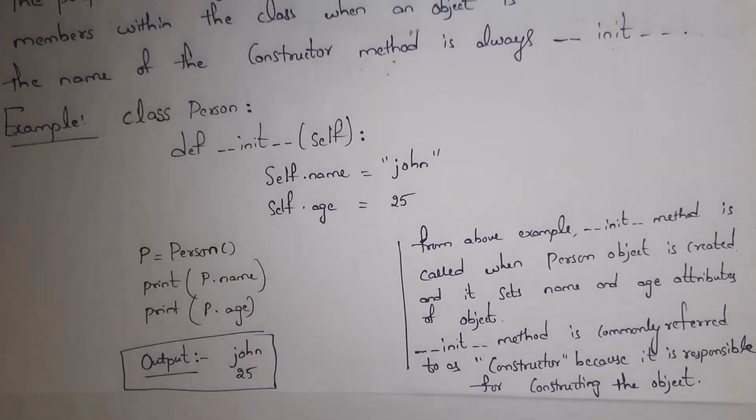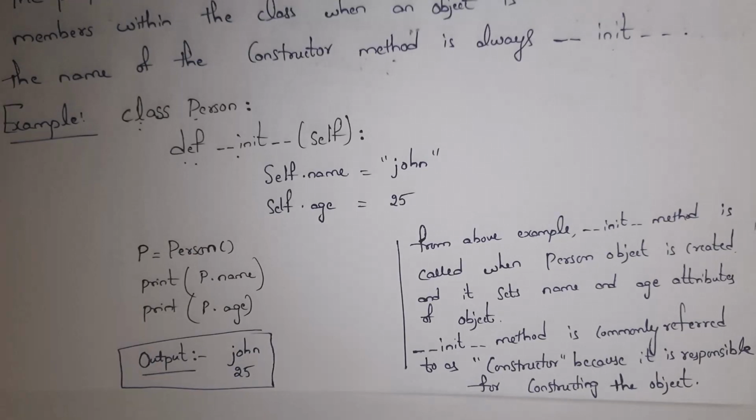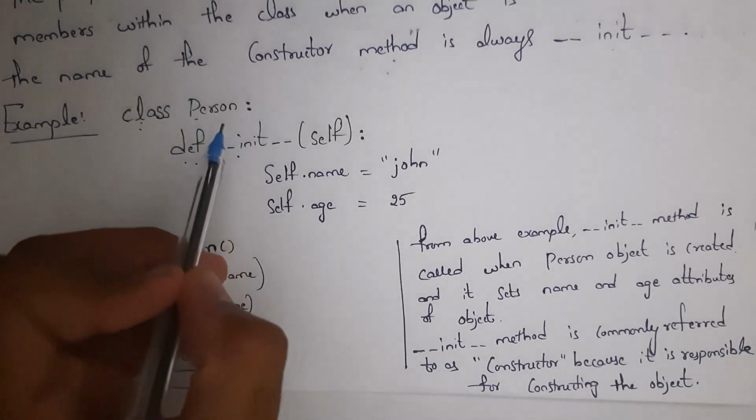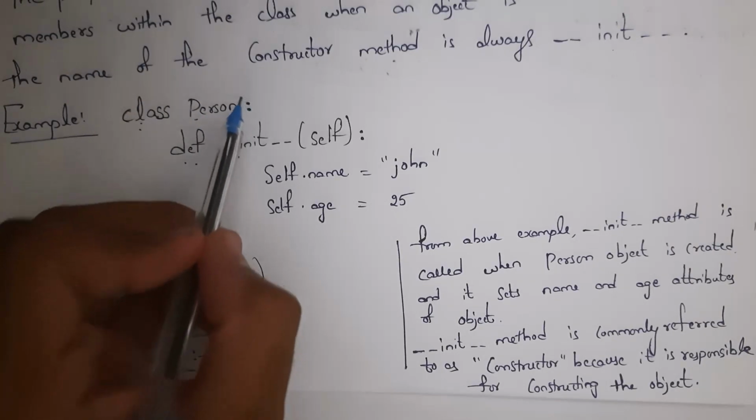Guys, I will give one simple example so that you can clearly understand the use of this constructor. At first we need to create a class. We can create a class by using the keyword class. So I wrote class here and I am giving the class name as person. You can give any name. I am giving the class name as person and give a colon.